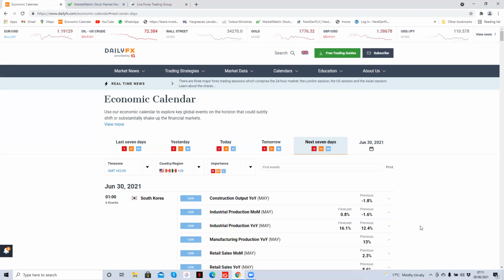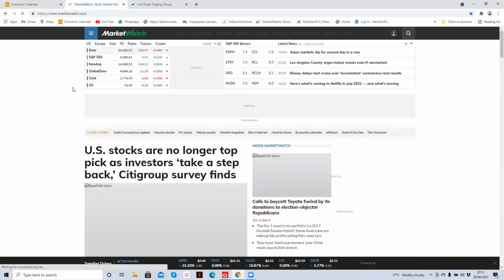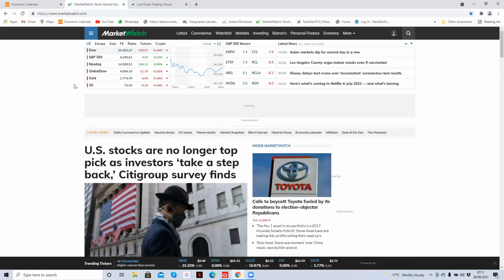It gives you an idea of what time you should be trading, when you should be trading, and how often you should be trading. So it sort of sets the tone for your trading. Also, don't forget to check Market Watch to see if there's anything going on that could affect or cause uncertainty in the markets.